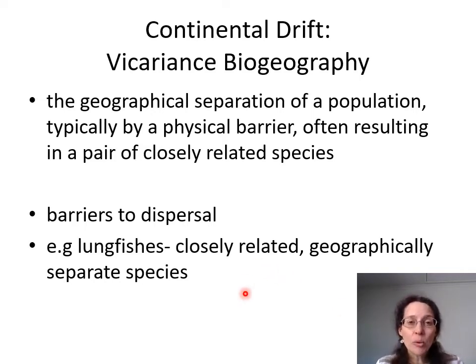Think of the lungfish example we talked about. Right, closely related species, we've got the South American species and we've got the African species, but now they're geographically separated. The physical barrier this time was the ocean between them, right? They're freshwater fishes, so they couldn't disperse across. So we ended up with two closely related species, but they are obviously distinct species as well.